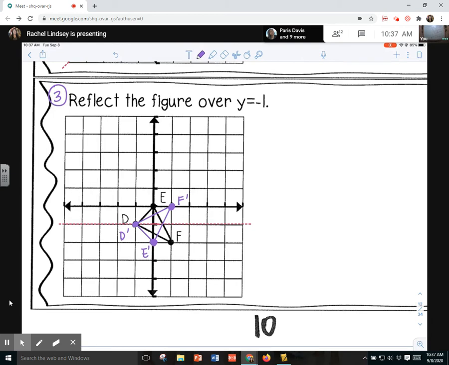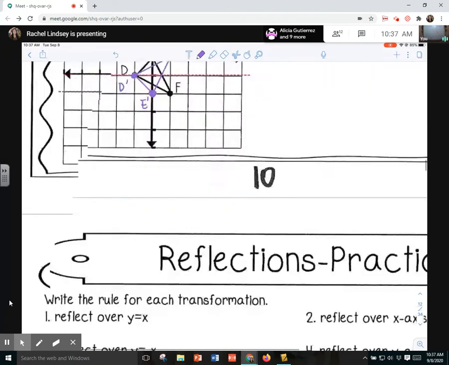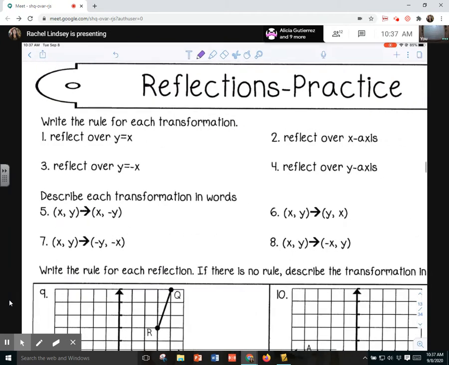Okay, so on page 11, looking at that top, basically you're going to match up the bottom 4 with the top 4. So you're going to match the words with the rule. So if I reflect over y equals x, which one of those 5, 6, 7, or 8 is the rule for over y equals x? 6.